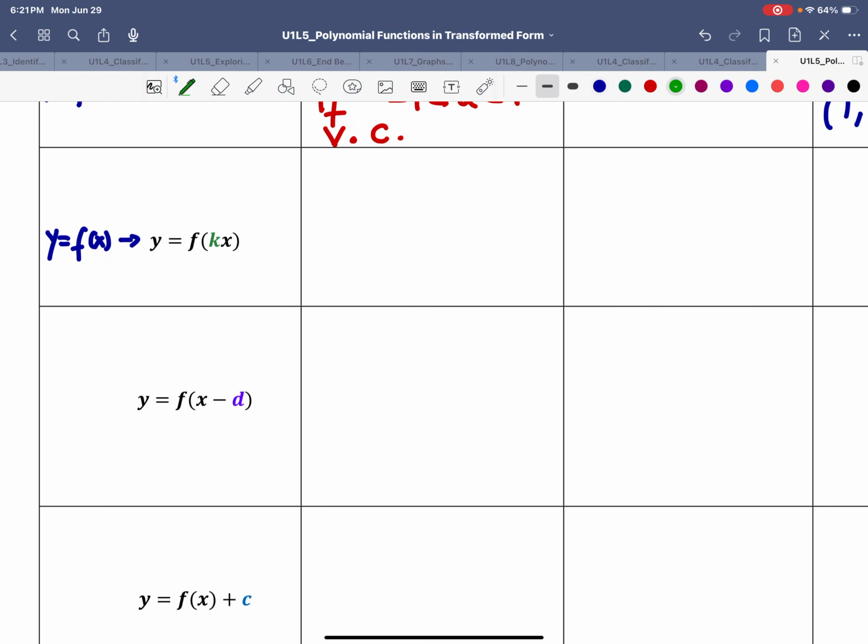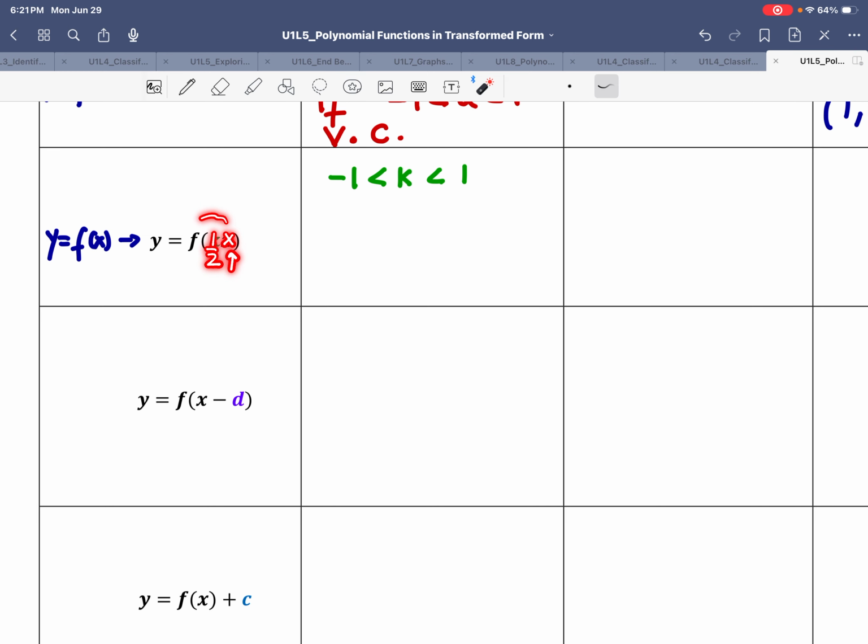So if the value of k happens to be anywhere between -1 and +1, for example, if the value of k is 1/2, we're going to need twice as large x values to input here to obtain the same values of y that we obtain in the parent function. And when you require larger values of x, it means that the function will expand horizontally. So we call this a horizontal expansion.